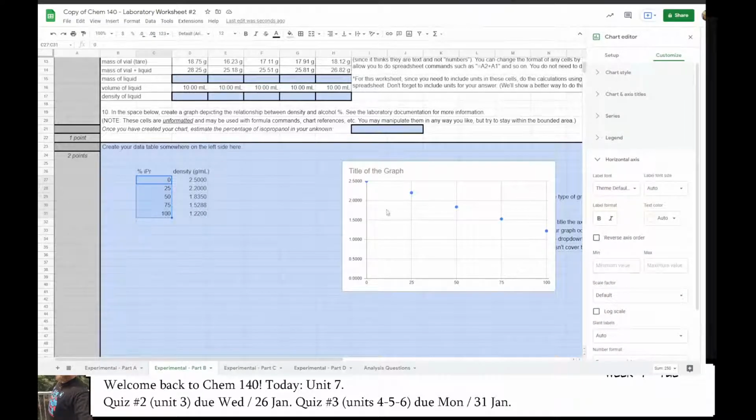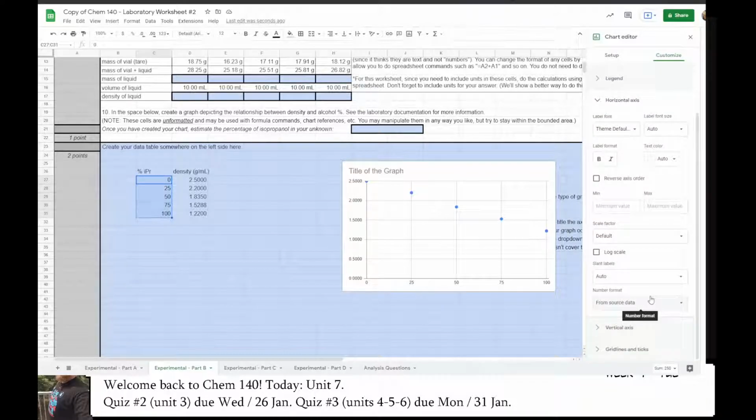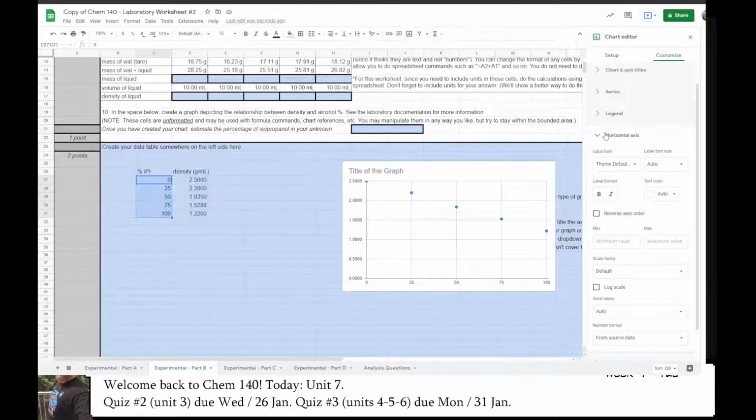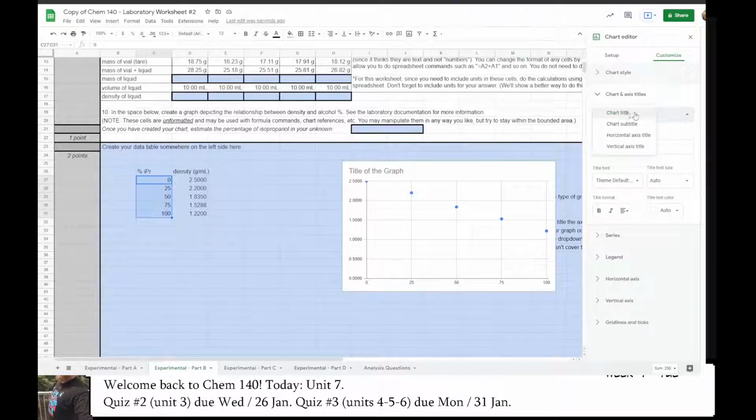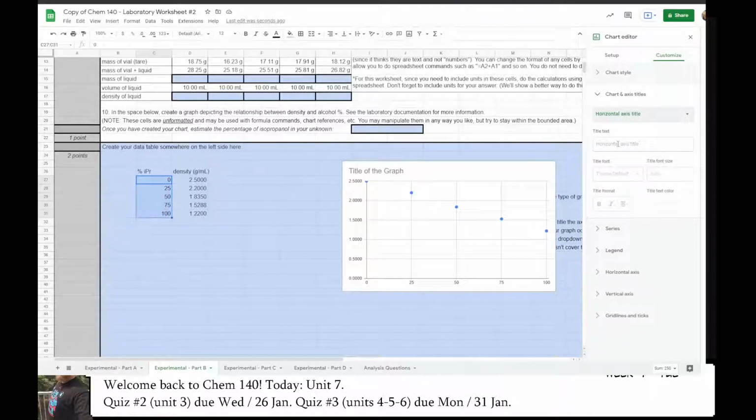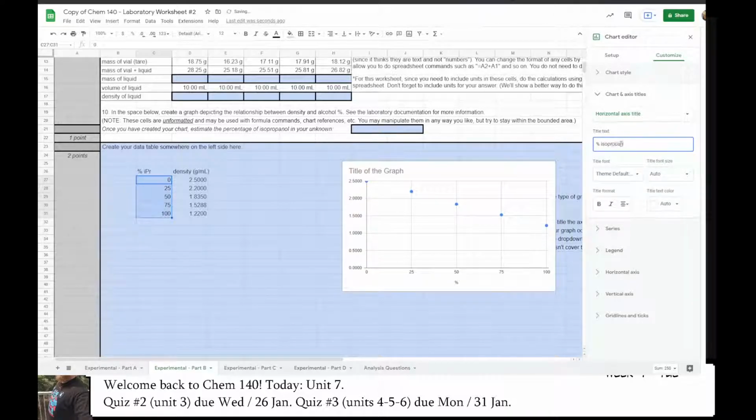For the titles of the axes, you need to label them with what they are. And there should be a way to do this on here. Oh, it's in chart and axis titles. So you go to chart title. For the horizontal axis on the bottom, I will call that the percentage of isopropanol. There you go. And then for the y-axis, which is the vertical axis, we would say density in grams per milliliter. So it is important to put the units on your axis so I know what they are. And so now our graph is more or less complete.